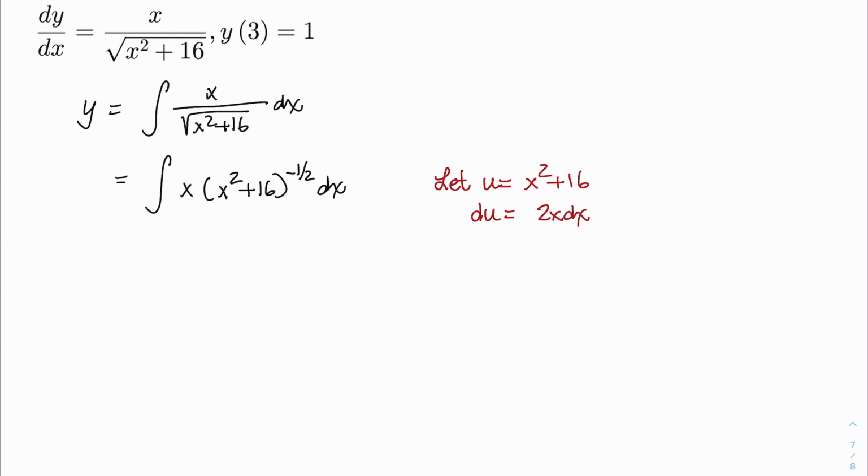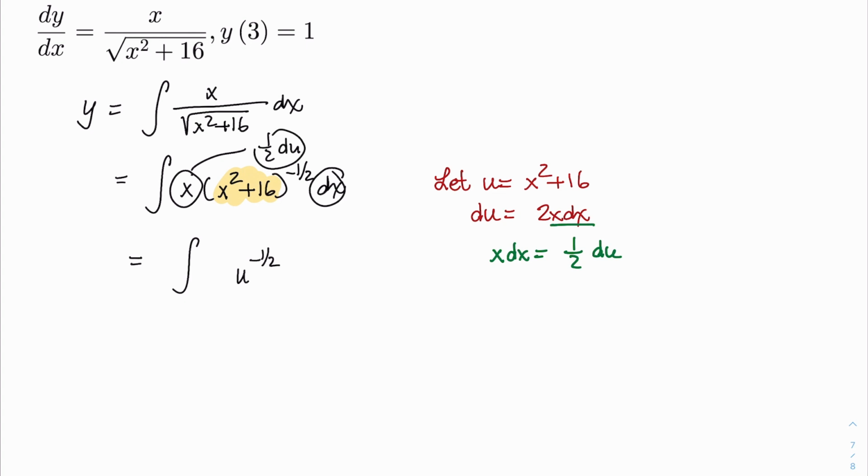And since I don't have the 2, I'm going to isolate x dx. So that means x dx is equal to 1/2 du. Just divide both sides by 2. Okay, so looking at that now, x squared plus 16 is u. So it's u to the negative 1/2, and the x dx, that all becomes 1/2 du. So I'm going to put the 1/2 here and the du here.